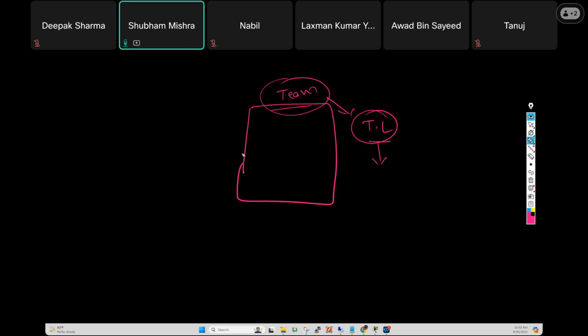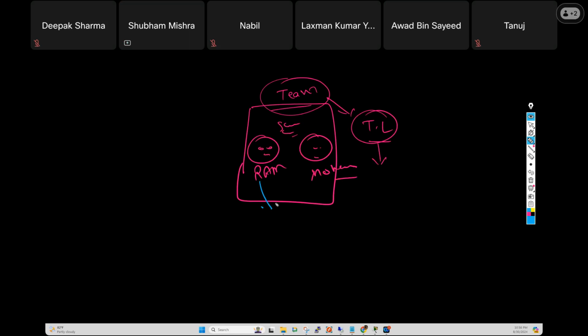Try to understand. For example, this is Ram and this is Mohan. Both are at the same designation and both are colleagues. But it is not mandatory that whatever Ram says, Mohan will agree with it every time, because both are at the same designation. Definitely there will be a conflict. It is common human behavior.